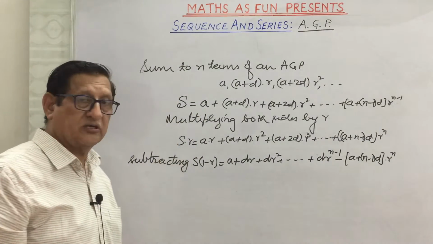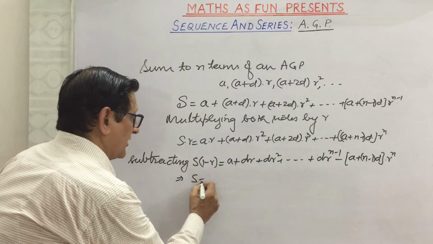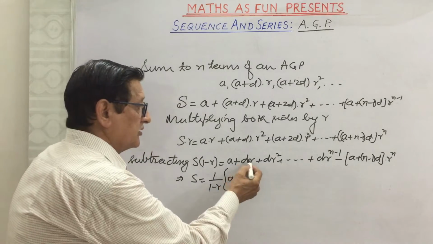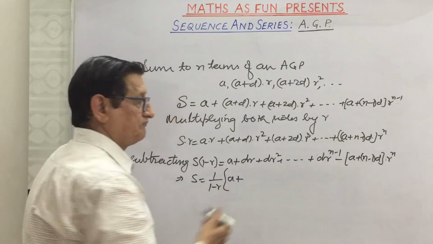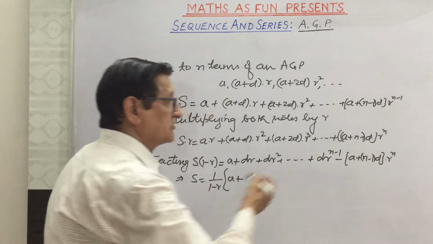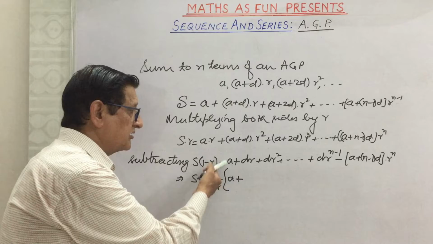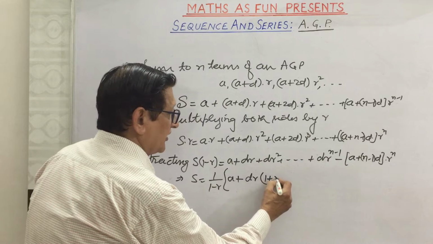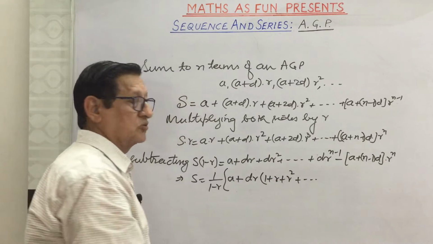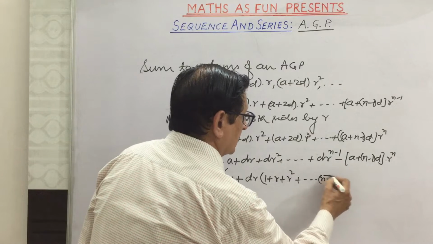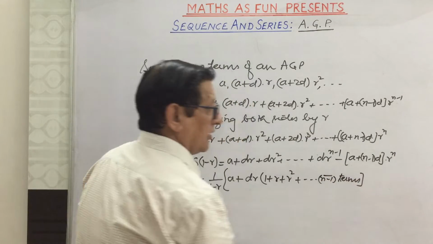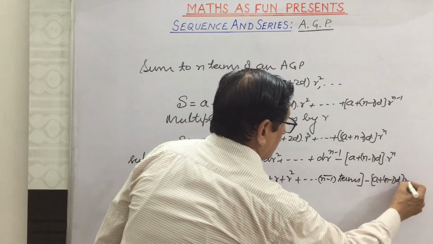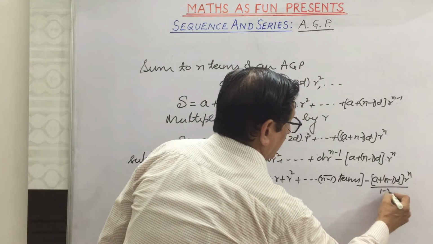We want to find out the value of S. So can we say that S will be 1 upon 1 minus r into a plus, see here they are all n terms, and this is the extra term, the n plus 1th term. If we separate this a, this will be a plus, and we take dr common from this, this will be 1 plus r square, and so on. We will have n minus 1 terms in this, and here we will have minus a plus n minus 1 into d into r power n upon 1 minus r.